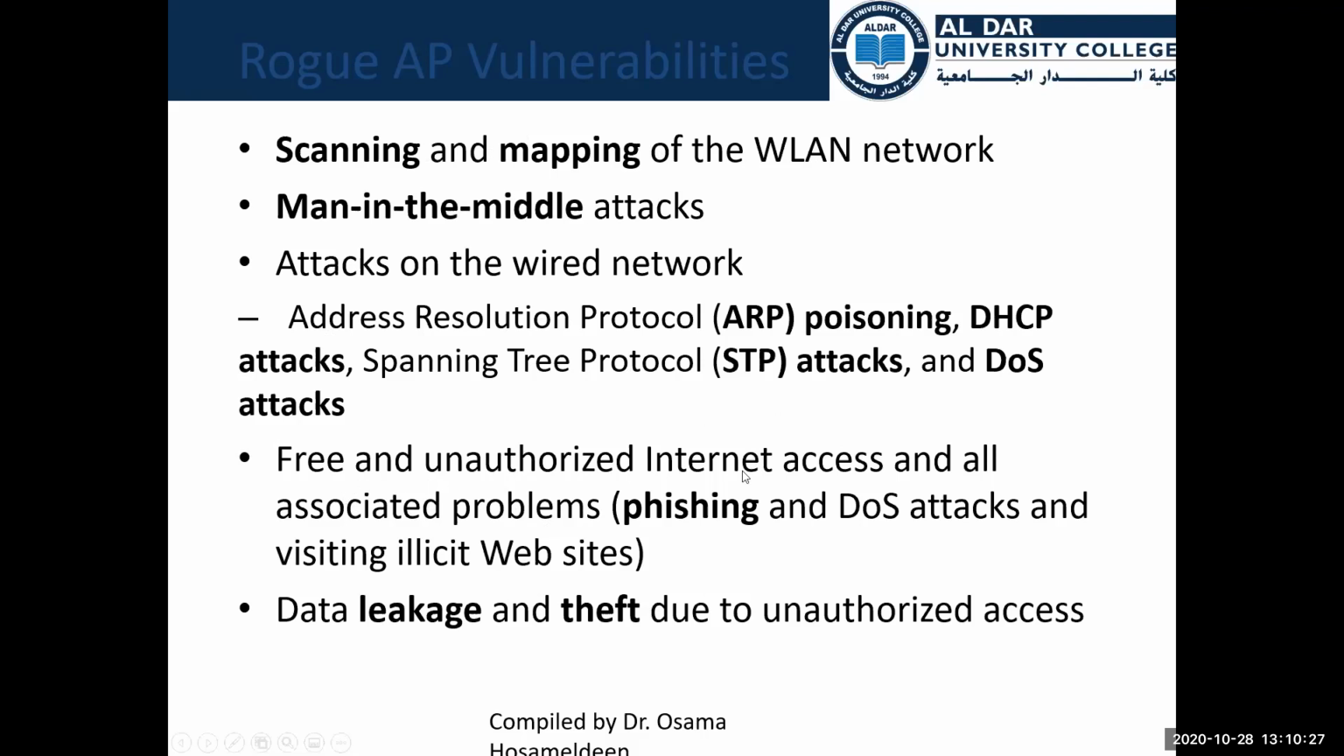Free and unauthorized internet access and all associated problems: phishing, DOS attack, visiting illicit websites, and downloading malicious software. All this can be done with a rogue access point. And also data leakage and theft due to unauthorized access. A hacker can get to the company, cause data leakage, or take the data outside the company using his rogue access point.